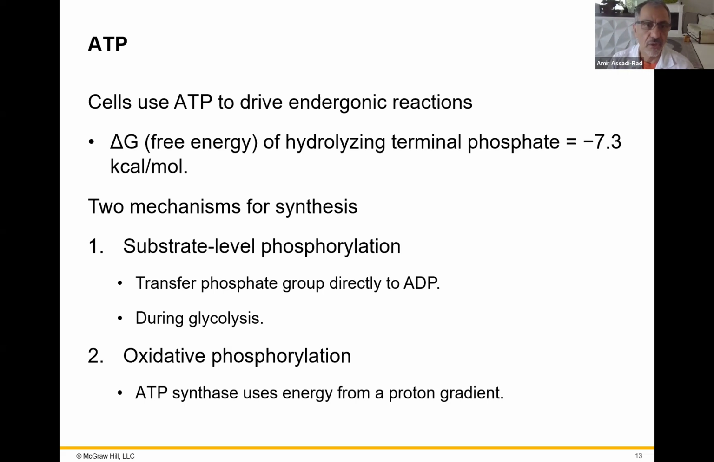So oxidative phosphorylation, ATP synthase. The enzyme that makes ATP is called ATP synthase. You remember the ending -ase means enzyme. So it uses energy from a proton gradient. You will see that in mitochondria. I guess you have to put all of these write-ups at the end when the pictures come up.